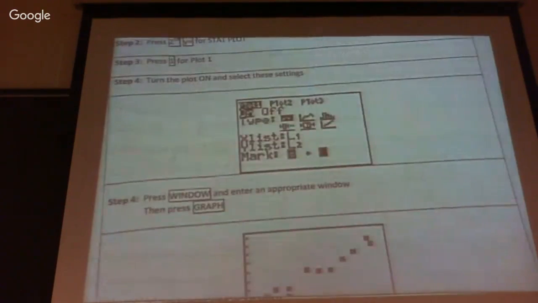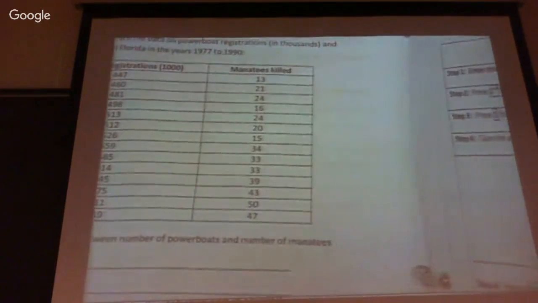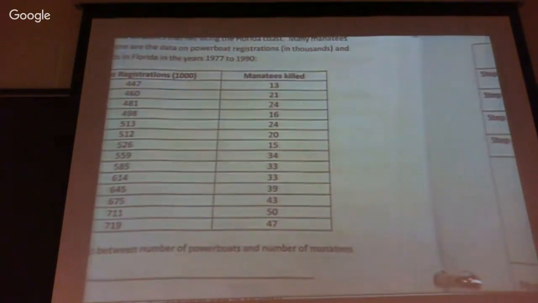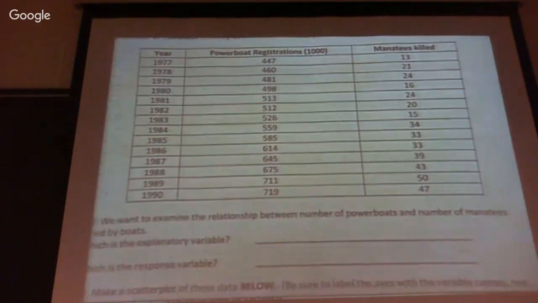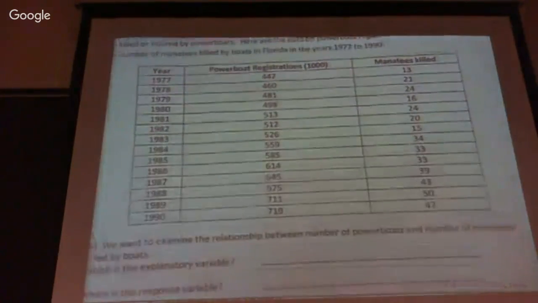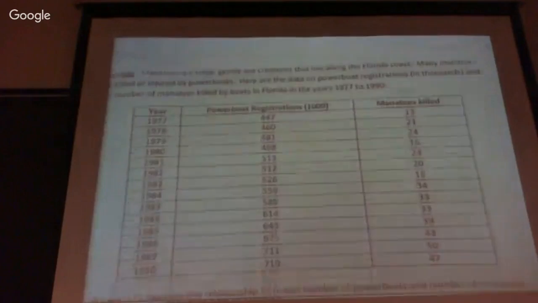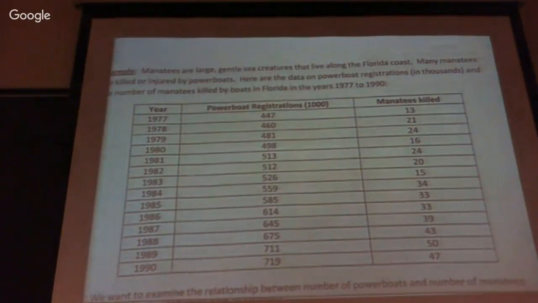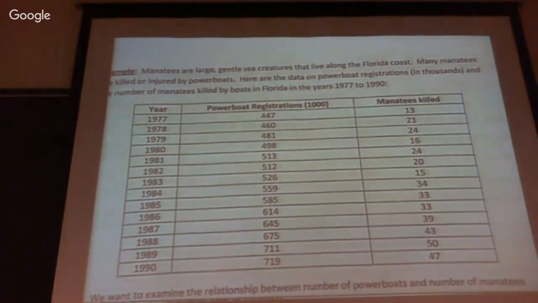Okay, so flip the page. Now we're gonna use some real data, and we're going to work on it. Okay, so what you have is real data from 1977 to 1990. This one talks about manatees.